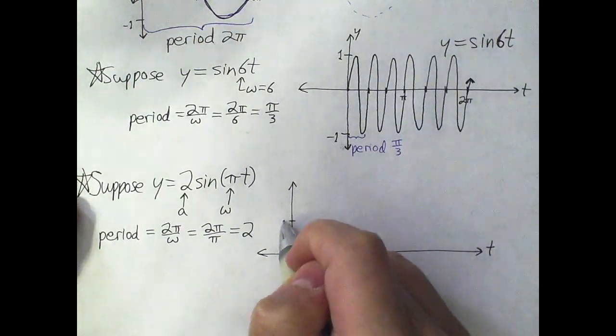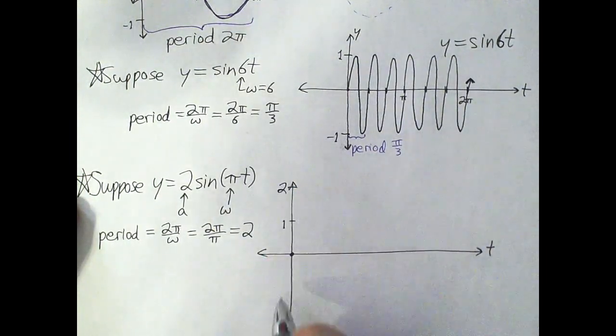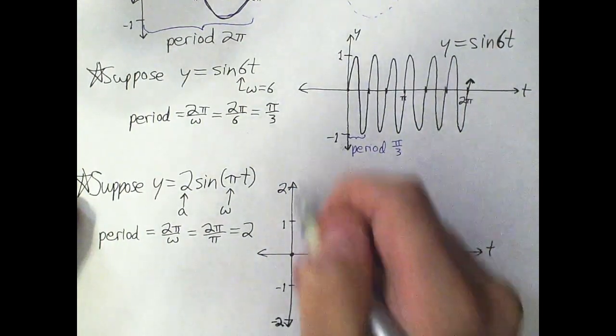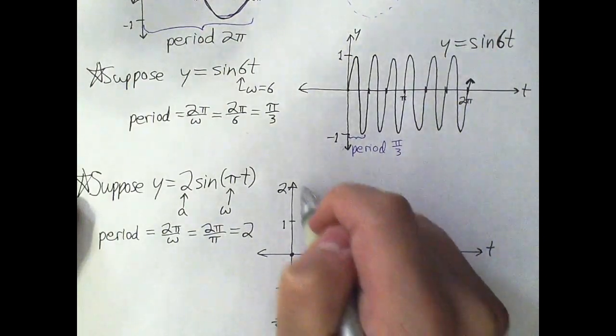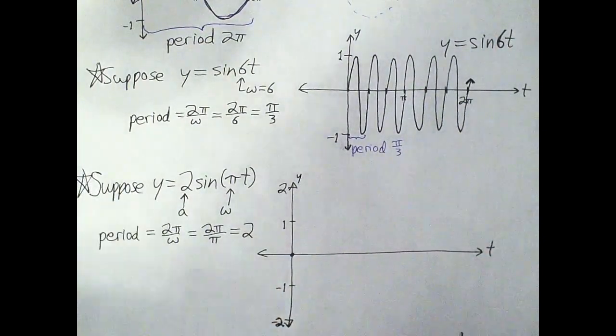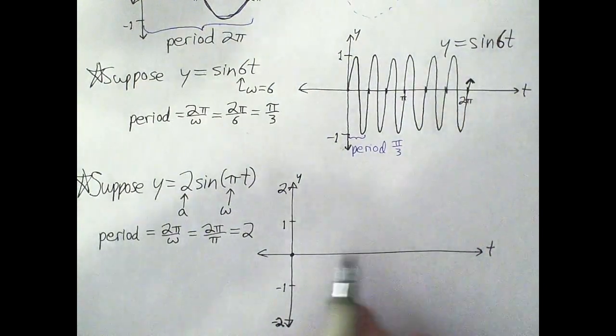So if this is 1, we need to go up to at least 2 in our picture, like in the scale that we're setting up, right? When you set up the scale, make sure that it goes to at least 2. And what about the horizontal?